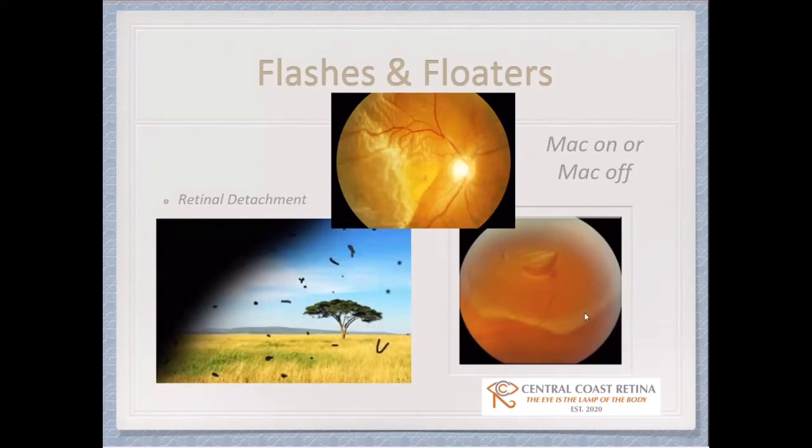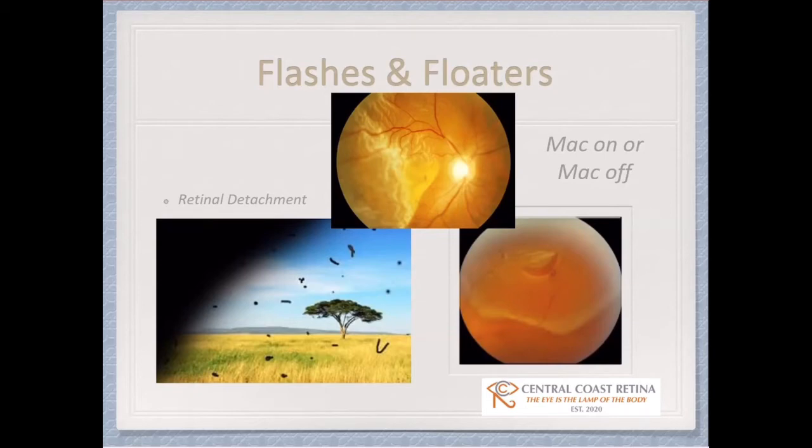So the macula is the center of the retina, which is the center of the vision. So if a patient has the shadow in the periphery and the center of the vision is intact, then that is a retinal emergency because we want to try to save that center of the vision. So we call those macula on retinal detachment.